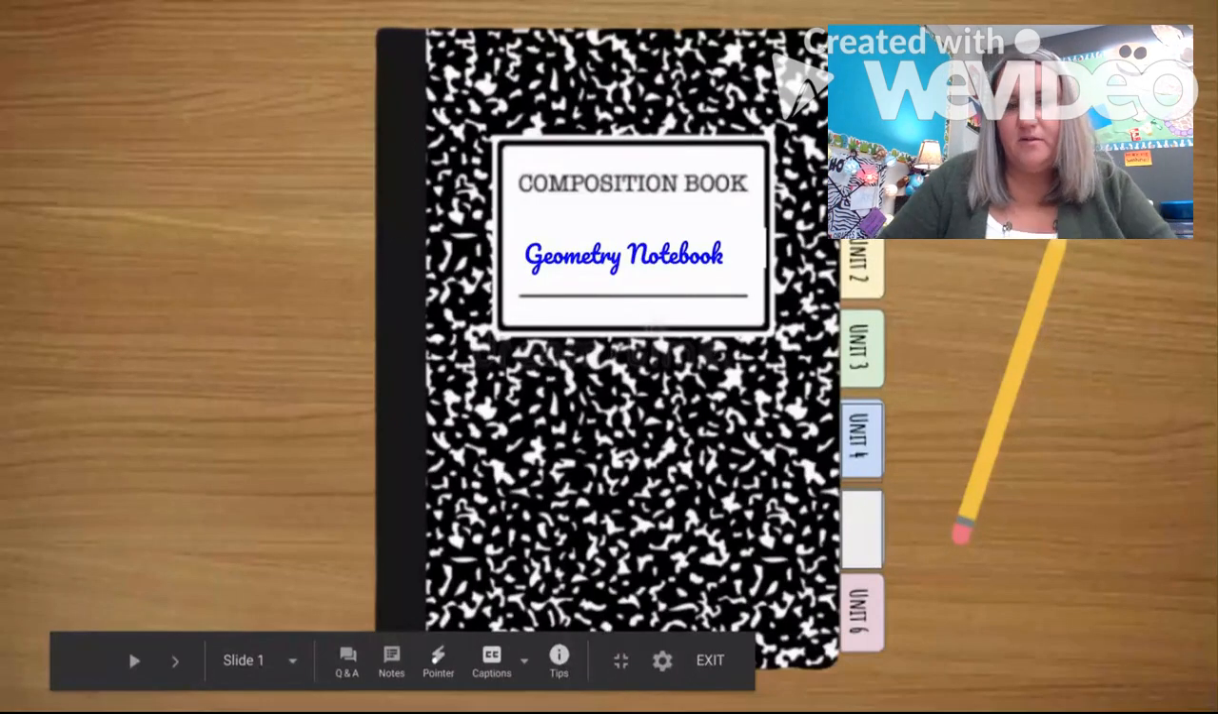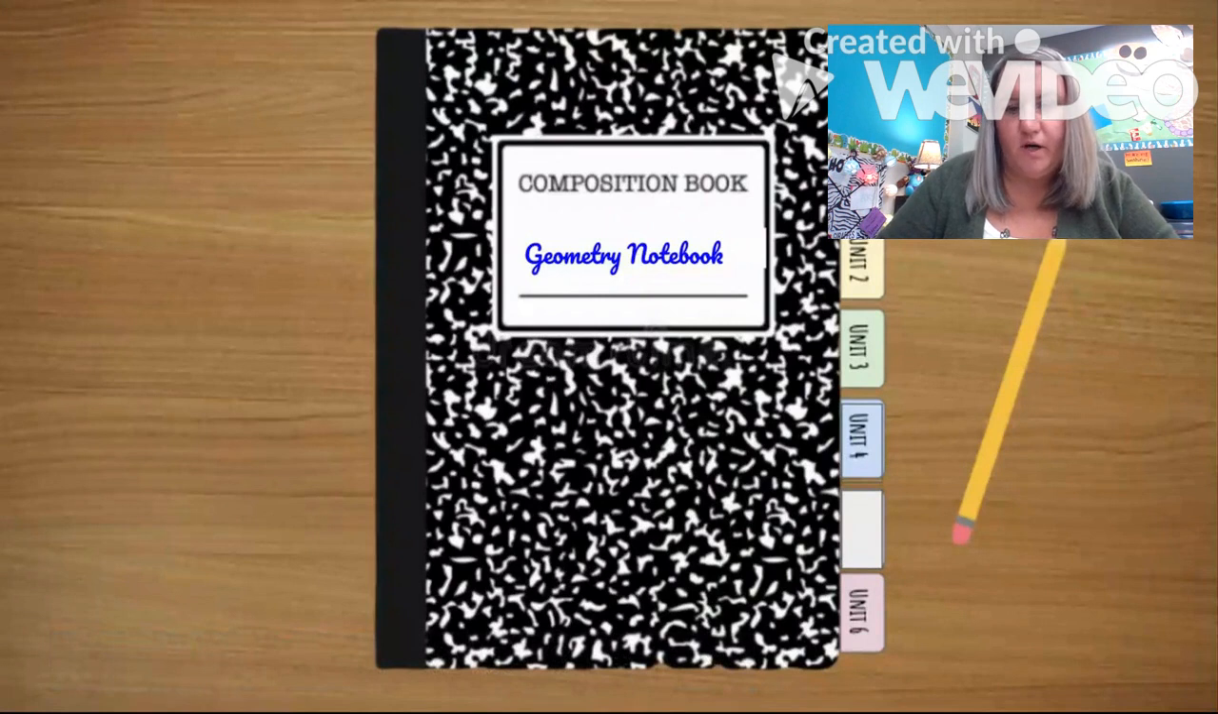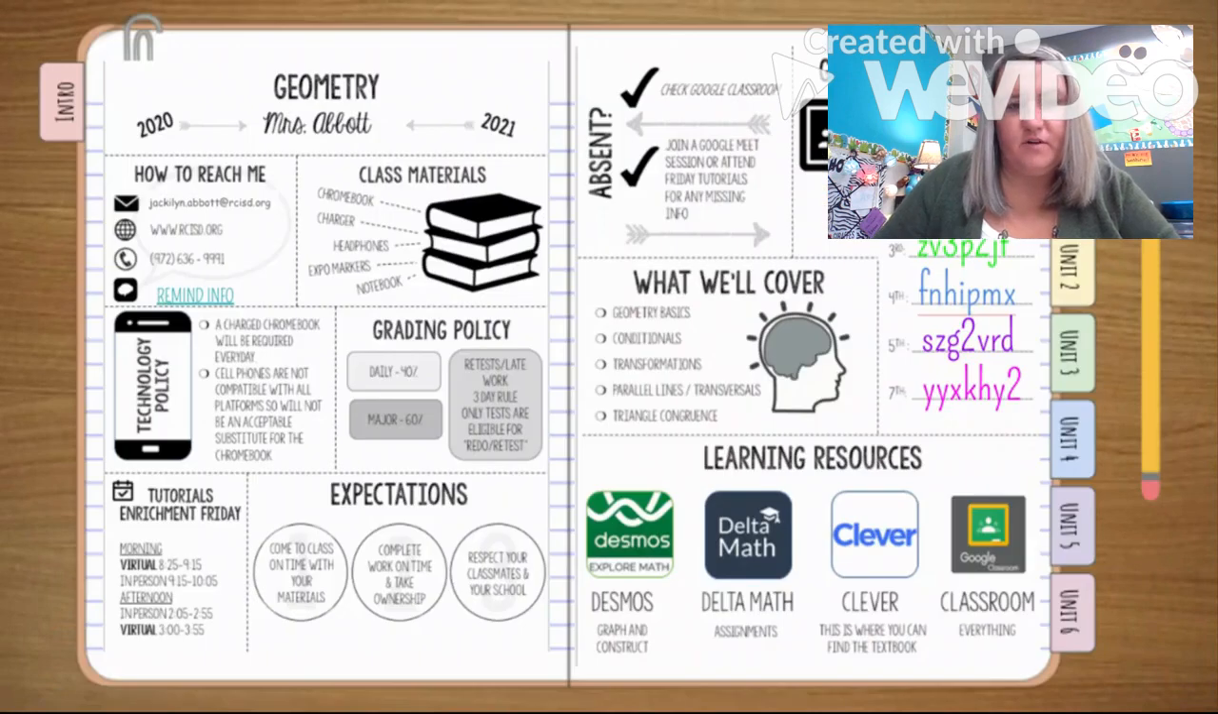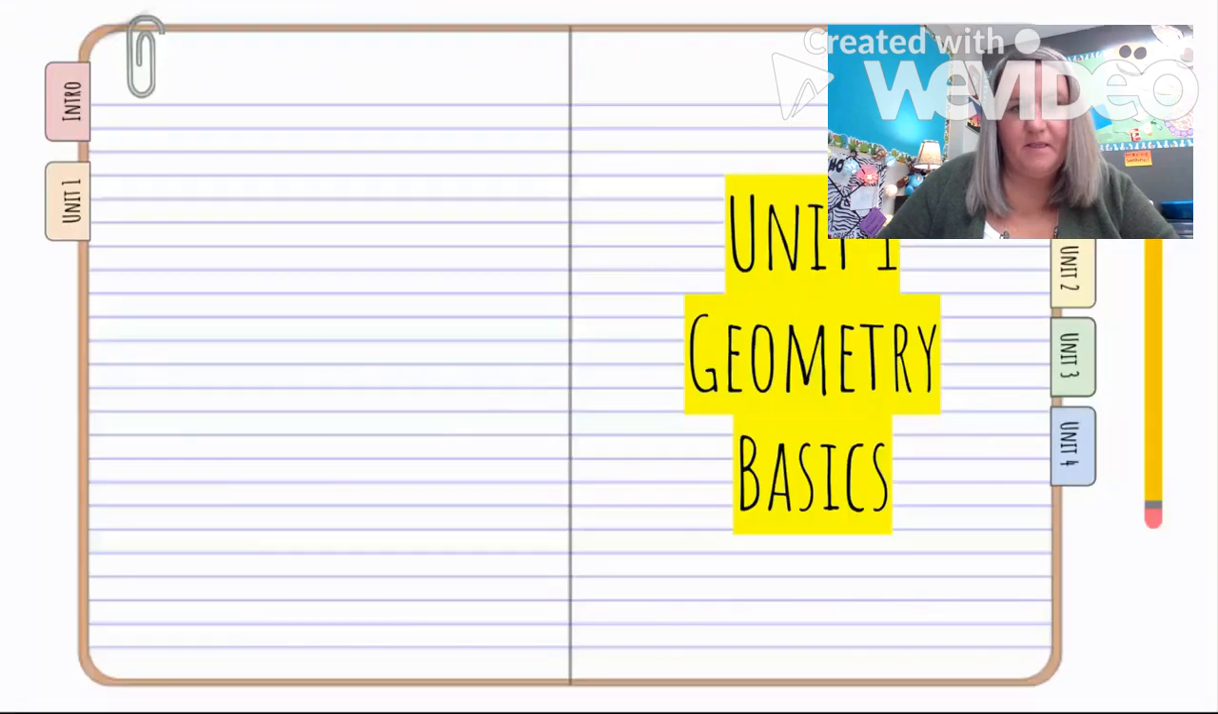I hope that you were able to download your geometry notebook. We're going to use this notebook throughout the school year, and we're just going to keep adding slides to it. When I click through this notebook, the first thing I put in here is your syllabus. So you have it. You have your Mind Info, your Google Classroom code, all the expectations for class, all my information if you need to reach me, and things that we'll cover in the grading policies.